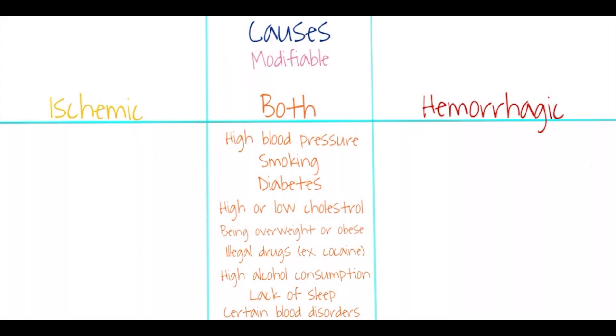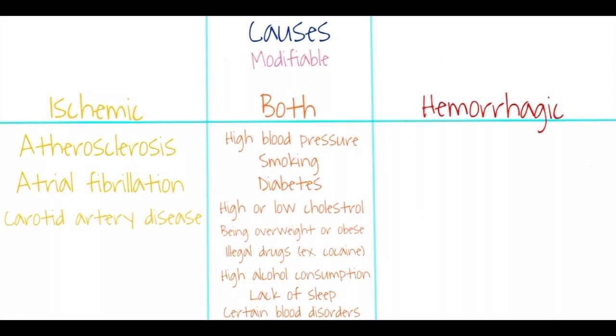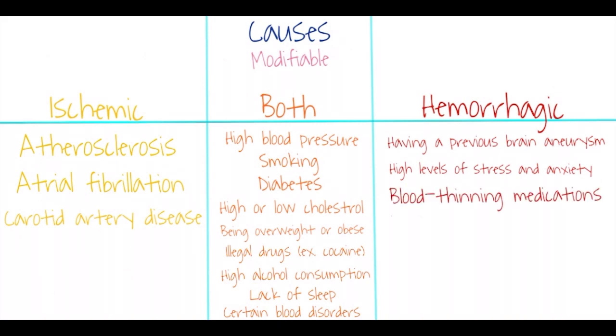Risk factors for ischemic stroke specifically include having atherosclerosis, atrial fibrillation, which is a type of irregular heartbeat, or carotid artery disease. Risk factors for hemorrhagic stroke specifically include having a previous brain aneurysm, high levels of stress and anxiety, using blood-thinning medications such as warfarin, or having arteriovenous malformations, or AVMs, where blood vessels form in a tangled web.